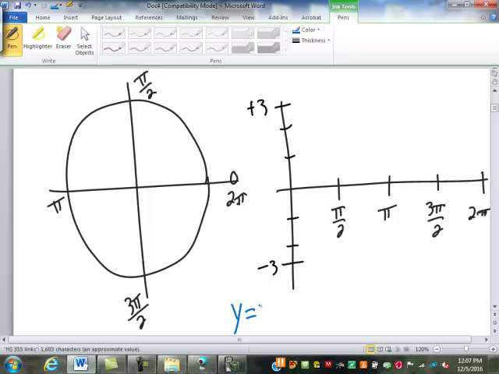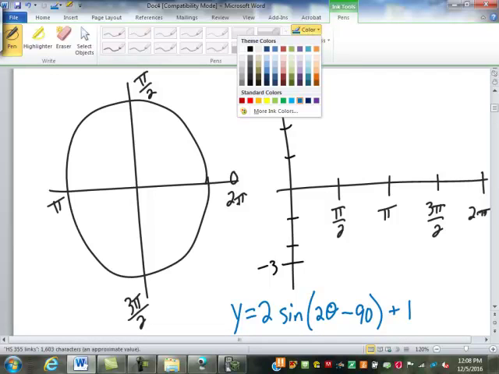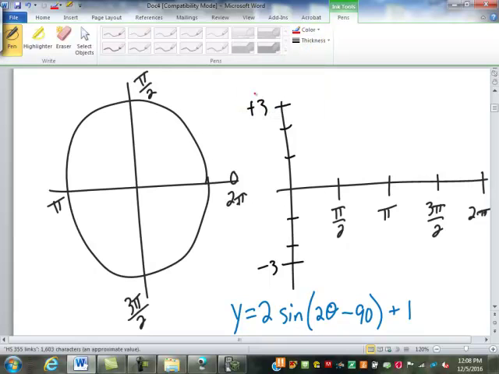Y equals 2 sine 2 theta minus 90 plus 1. So here's the order. This has everything in it. Here's the order I would go through this in. First, I would find my axis. That tells me my axis is at positive 1.